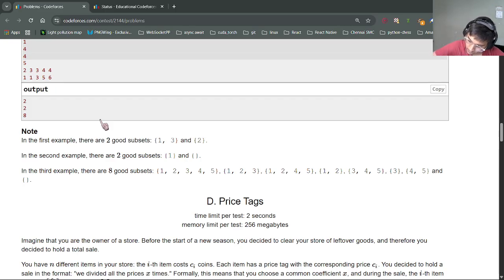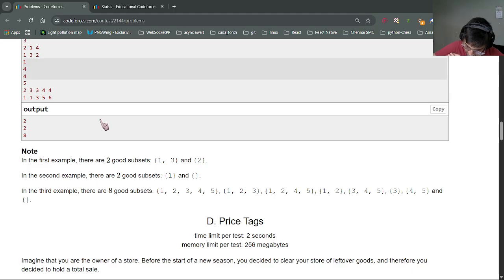Okay, then short, like 1, 2, 3, 4. Short, I can do 1, 2, 4, 5, that also. 1, 2, yes, 3, 4, 5 yes, 3 yes, 4, 5 yes, and that's it. Then listen.